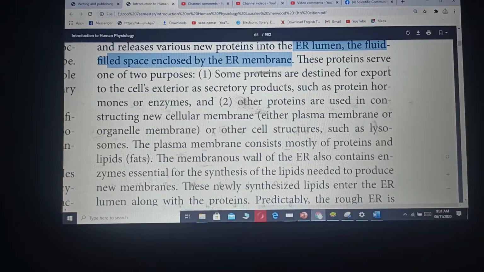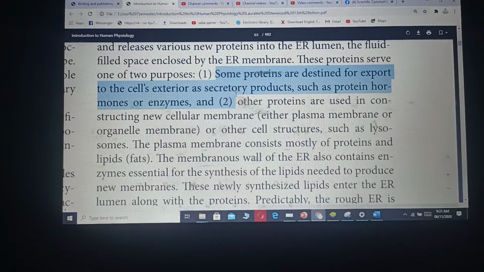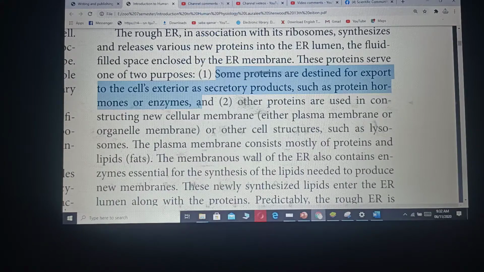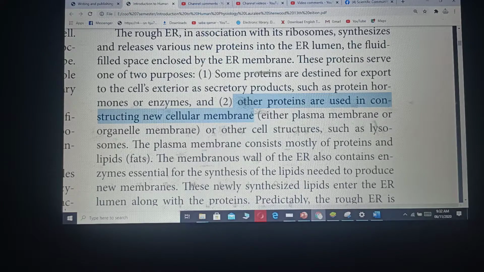The proteins which are synthesized with the help of the ribosome serve one of two main purposes. The first purpose is that some proteins are destined for export to the cell's exterior as secretory products such as protein hormones or enzymes. Actually, the endoplasmic reticulum is the site for the synthesis of peptide hormones, those hormones that are protein in nature. Other proteins are used in constructing new cellular membranes, either a plasma membrane or an organelle membrane.